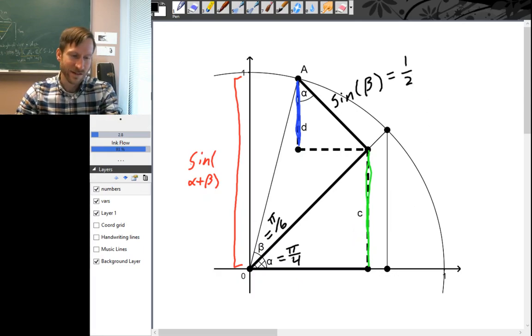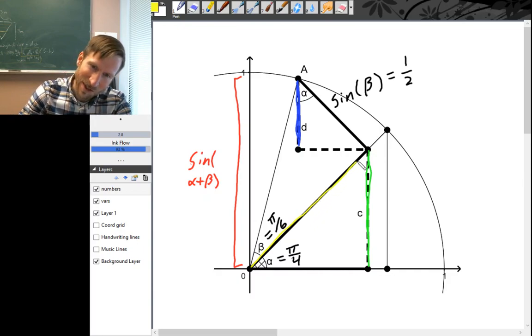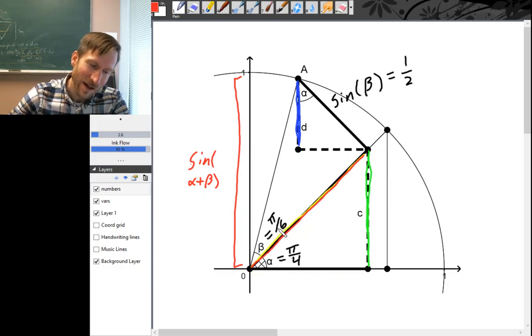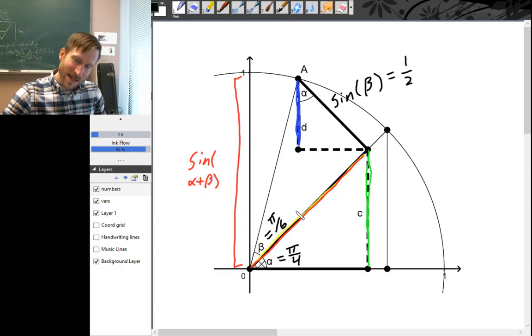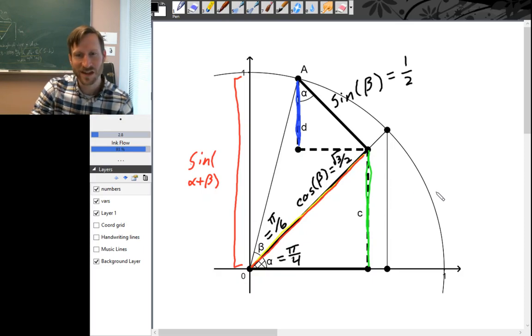And this side here, which I'll do in red instead, it's maybe a little bit hard to see in yellow. This side here also comes from the angle beta, and it is cosine of beta, and beta is pi over 6, so cosine of pi over 6 is root 3 over 2. I hope that's big enough that you can see it. Alright, so now we have these right triangles.